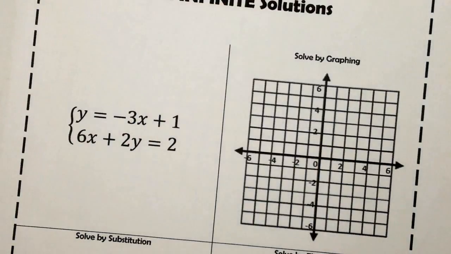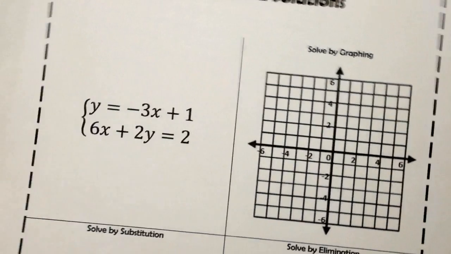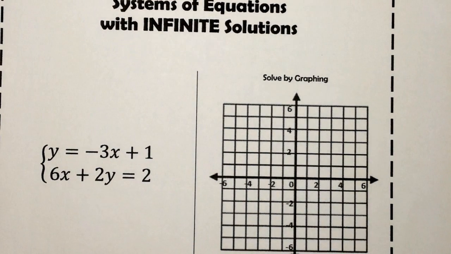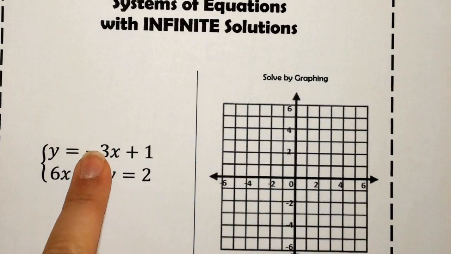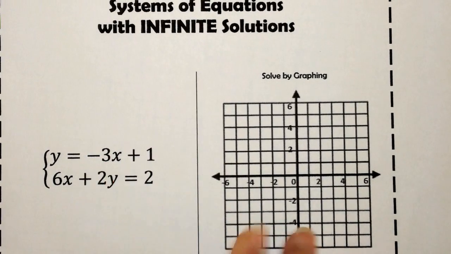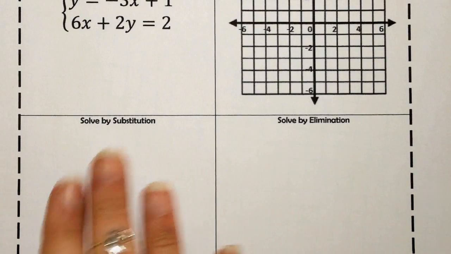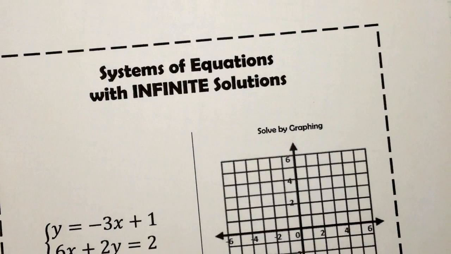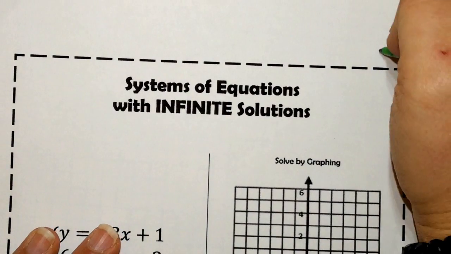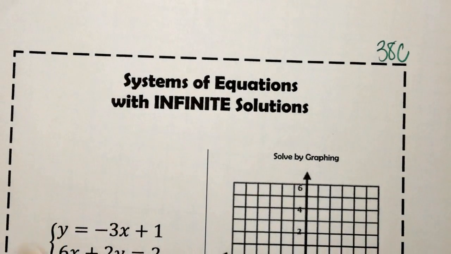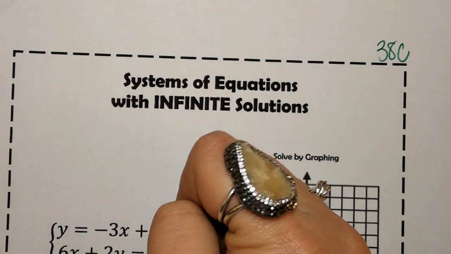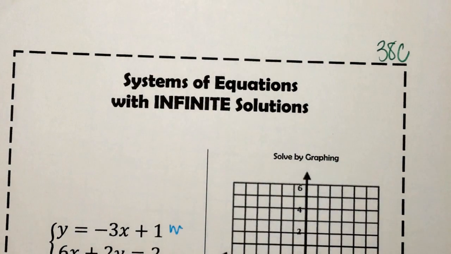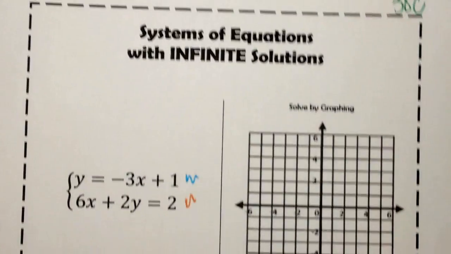What is infinite solution going to look like? They're the same thing. They're going to be right on top of each other. So, we're going to do this first part together. We're going to graph together, and then tonight you're going to substitute and eliminate without me. This is 38C. I'm going to graph this top one in blue, the bottom one in orange.